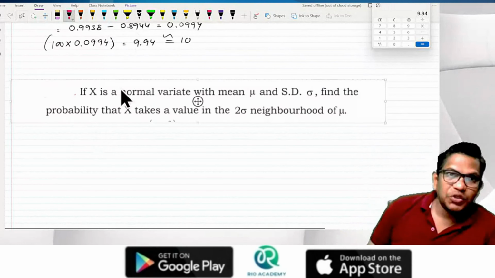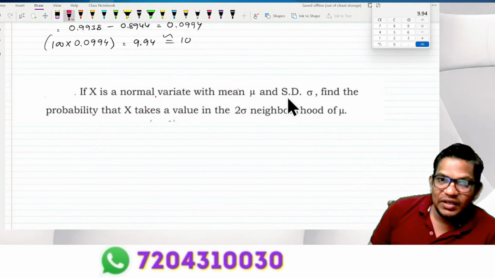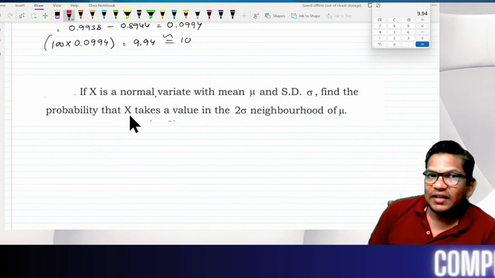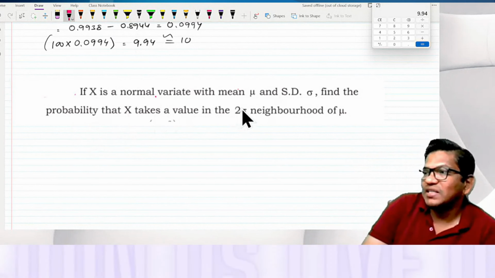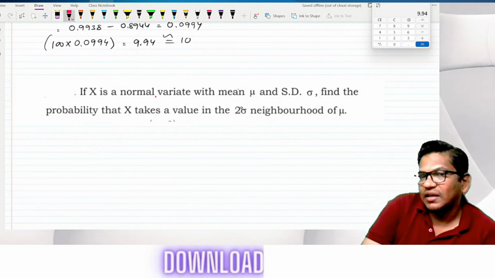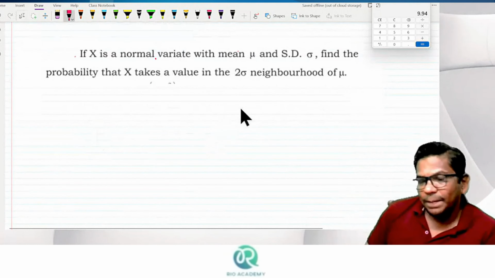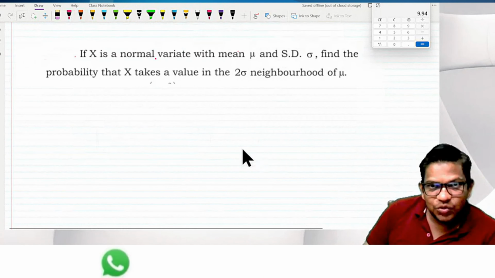Children, listen. If x is a normal variate with the mean and standard deviation, find the probability that x takes the value within 2 neighborhood. Now tell me, what is a 2 neighborhood? 2 neighborhood means, we know that this one, right?